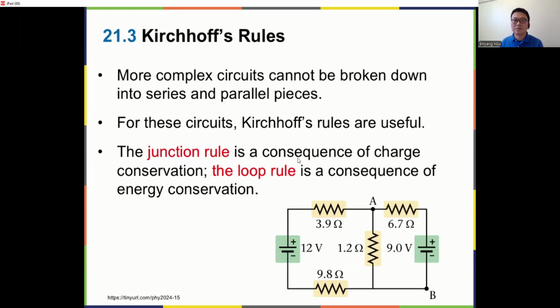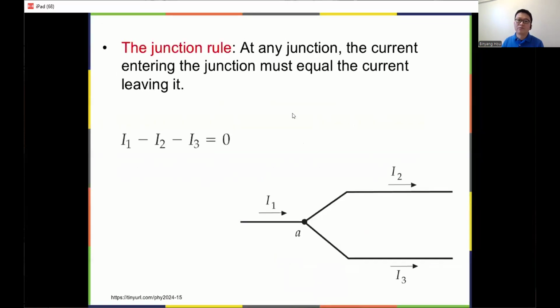The junction rule is basically the conservation of charge, and the loop rule is conservation of energy. Let's take a look at the junction rule first. For any junction in the circuit, the current entering the junction must equal the current leaving it.